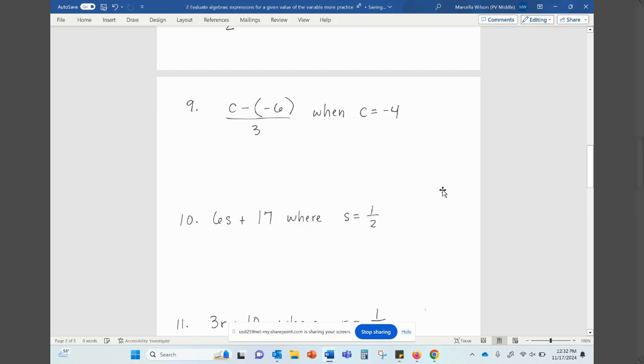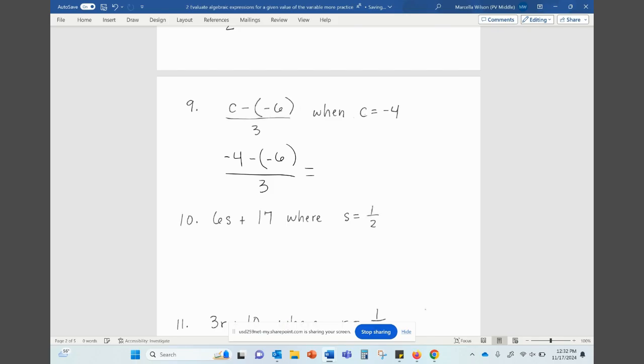So 9, we have c minus the quantity -6, all divided by 3, when c equals -4. So I replace the c with -4. Now I use the parentheses here because otherwise you have a whole bunch of minus signs and it gets confusing. So plug that in your calculator. -4 minus the quantity -6. So watch your signs on this one. You're going to get it.